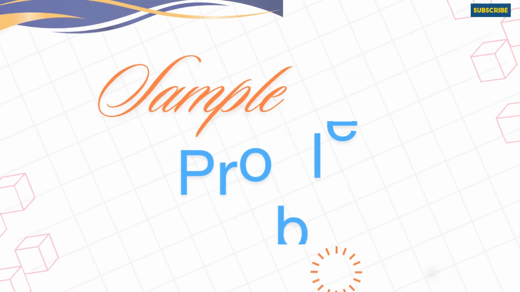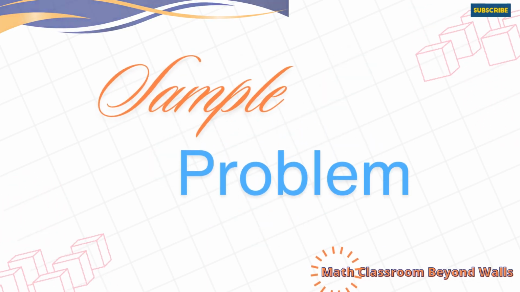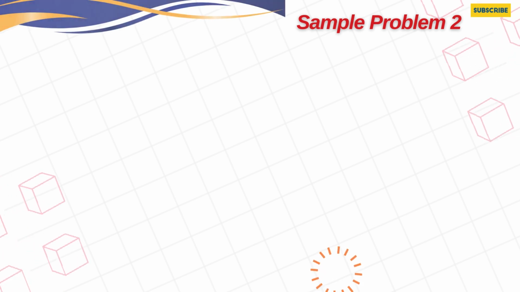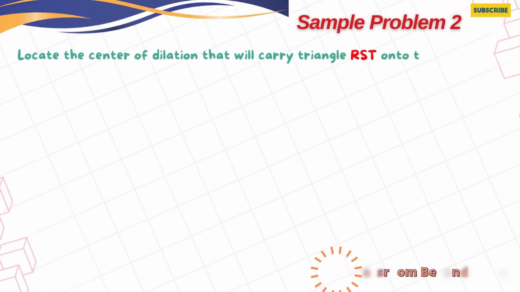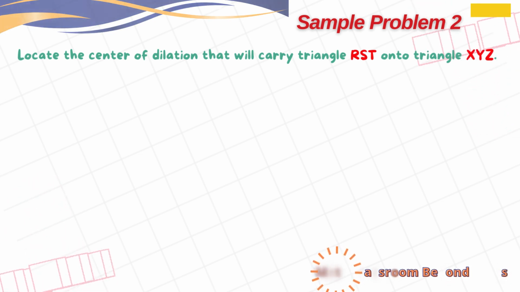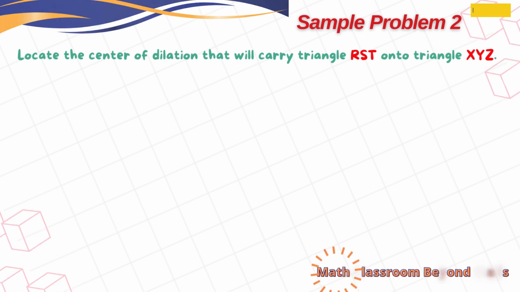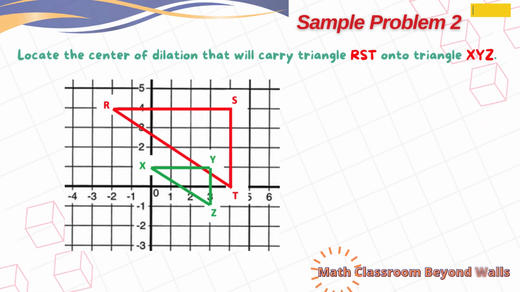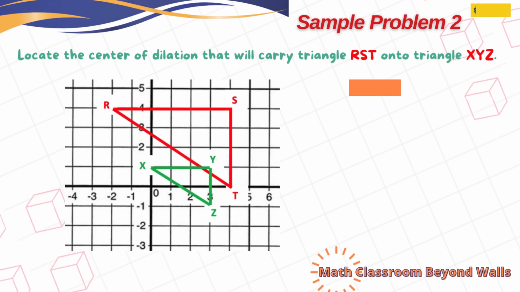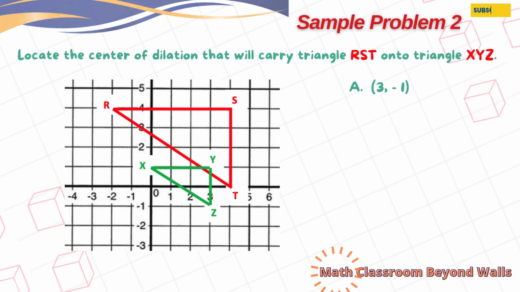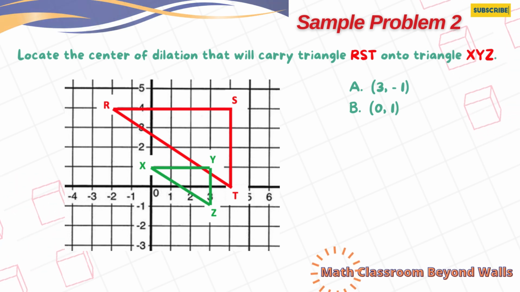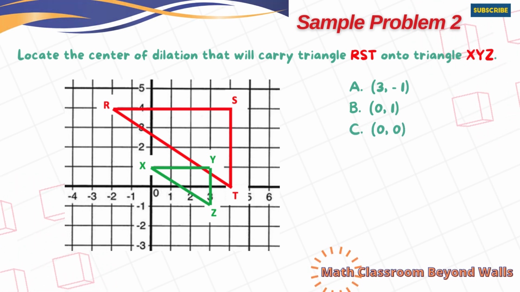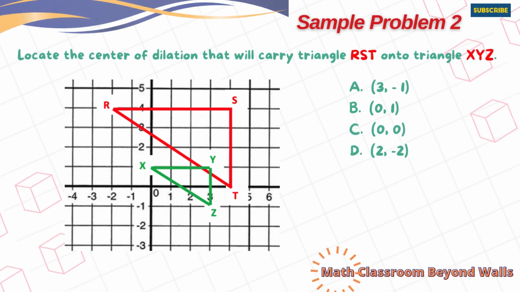Okay, so let us look at this other problem, sample problem 2. Here's the problem. Locate the center of dilation that will carry triangle RST onto triangle XYZ. A figure is given. Here are the options. Option A, (3, -1). Option B, (0, 1). Option C, (0, 0). Option D, (2, -2).